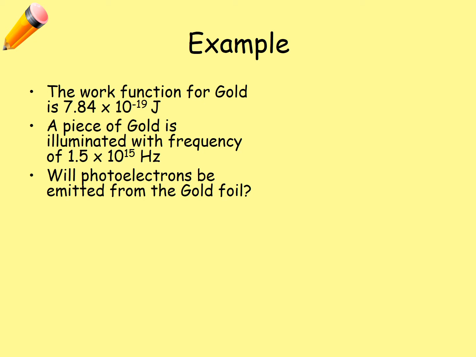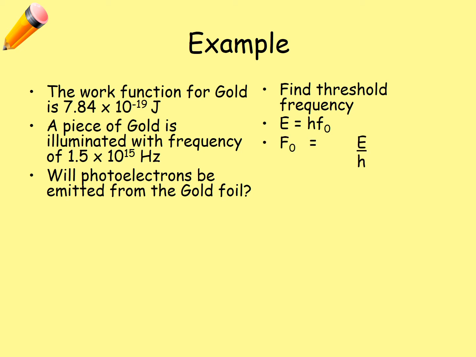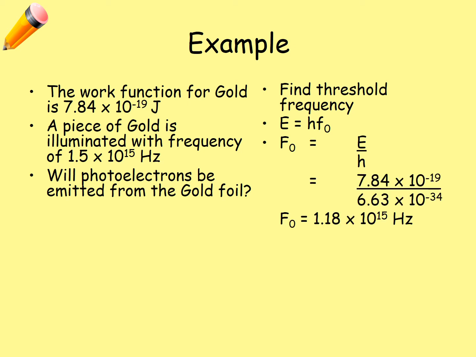In order to compare it to the work function, we first need to find the threshold frequency. So we have the work function for gold, 7.84 times 10 to the negative 19 joules. We know that energy is equal to hf naught, so f naught is going to be energy divided by Planck's constant. Substituting the values, we get a value of the threshold frequency to be 1.18 times 10 to the 15 hertz.